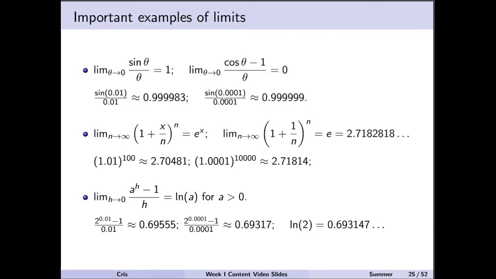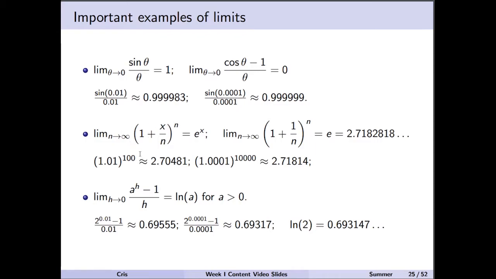If we let theta be 0.0001, we get a number very close to 1. So this makes us believe this limit is right. It has to be proved in a different way. The second bullet gives us a limit as n goes to infinity. And it's a nice limit because it gives us the exponential function e to the x. So you have 1 plus x over n, quantity, all raised to the n.